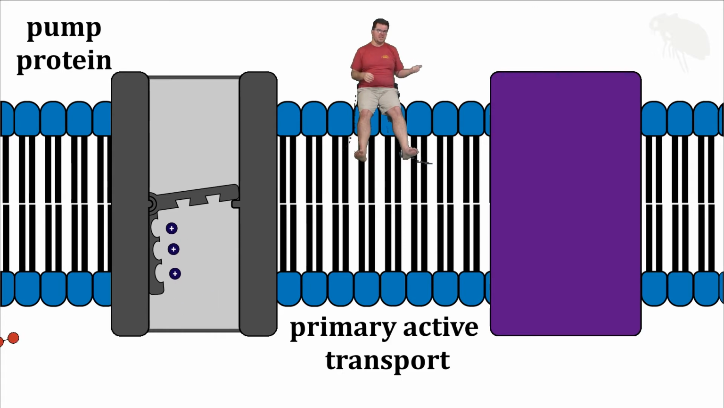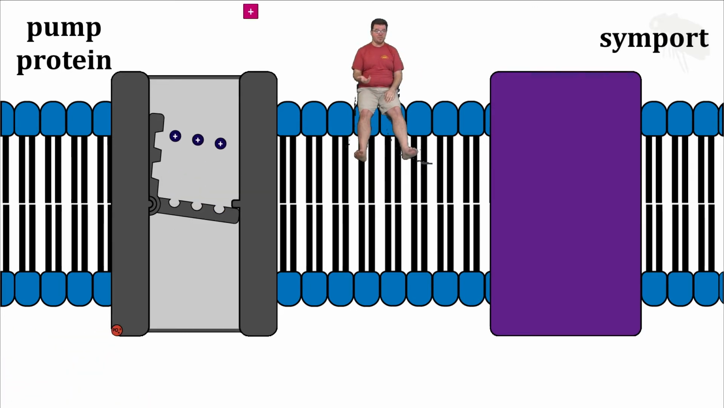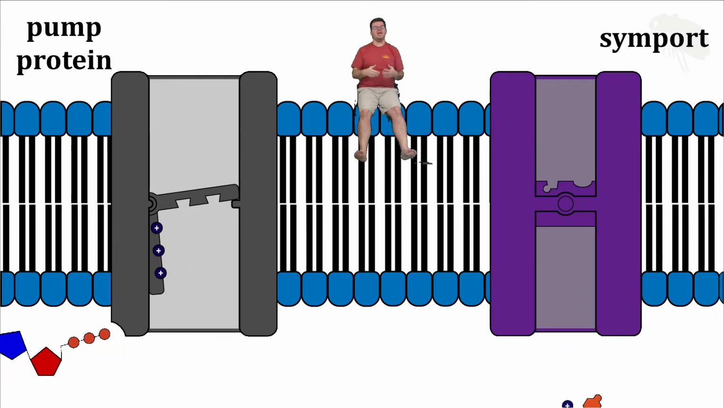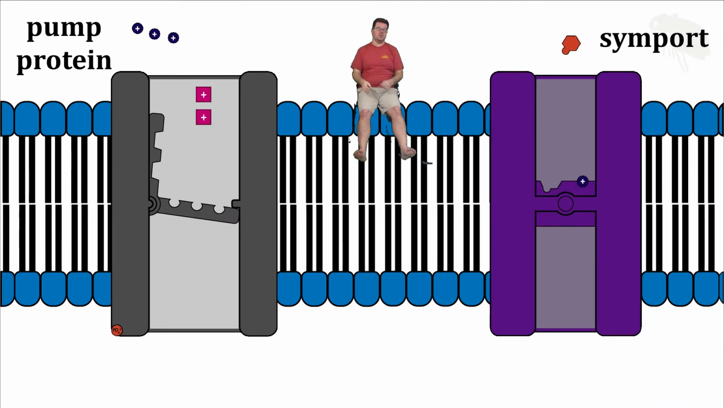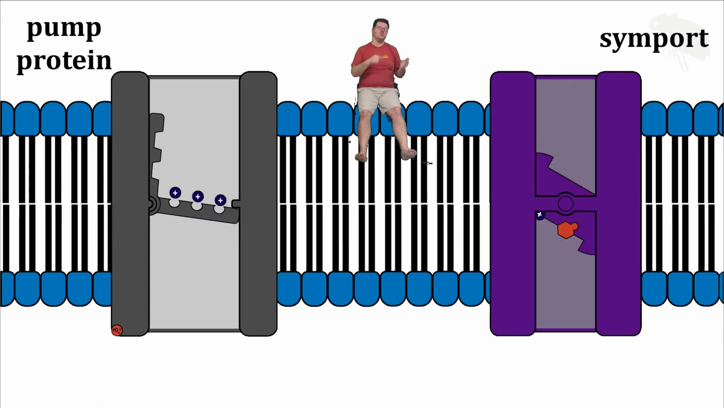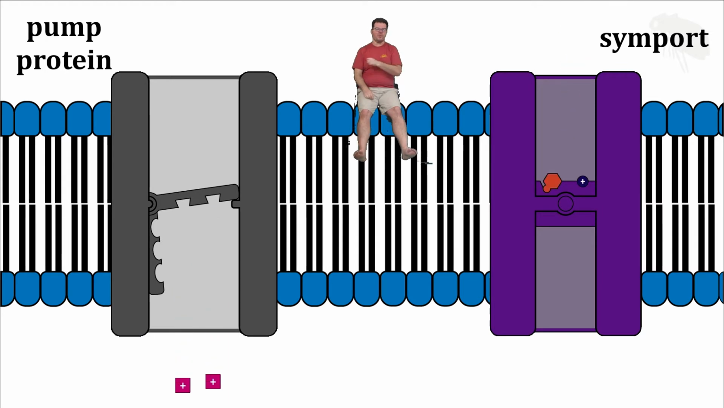By contrast, this other protein to my left, which is a symport, doesn't directly utilize energy to move substances against their gradient. Instead, it utilizes energy stored in existing concentration gradients. This particular symport is going to force glucose through the membrane against its gradient using energy from a sodium gradient that the pump to my right is establishing.